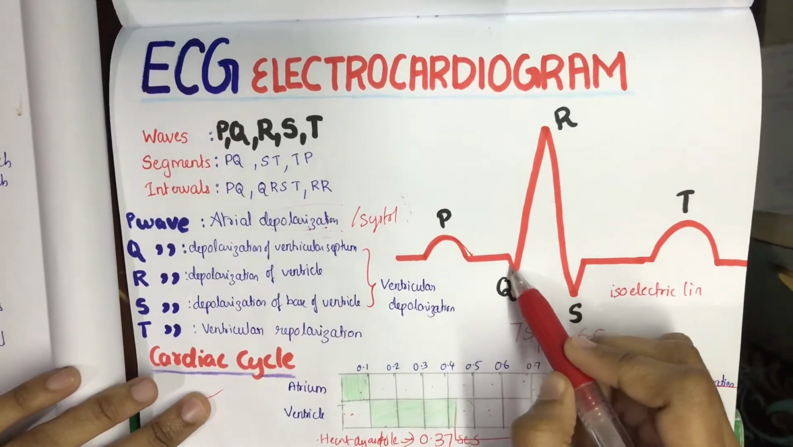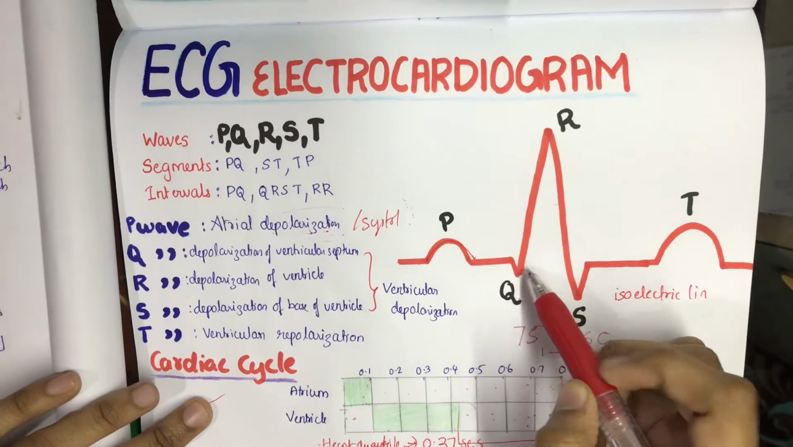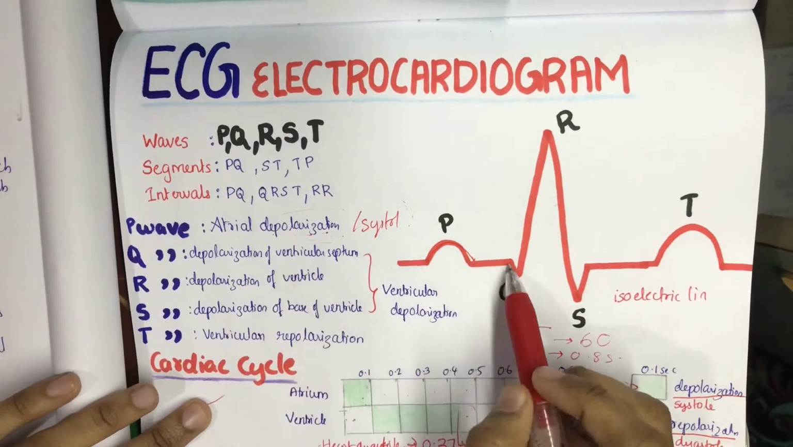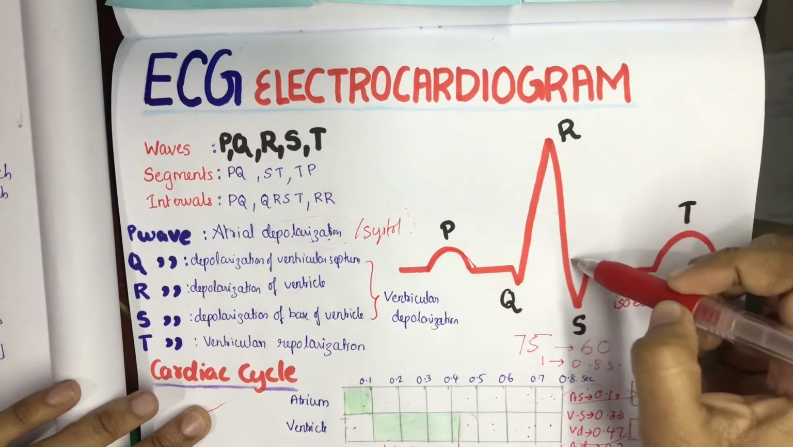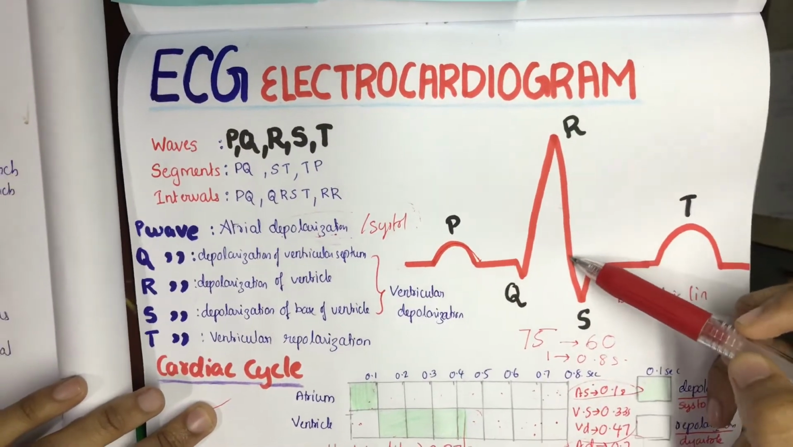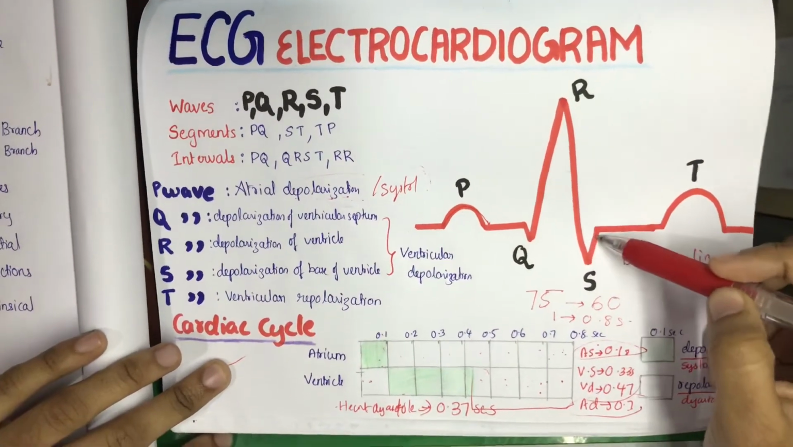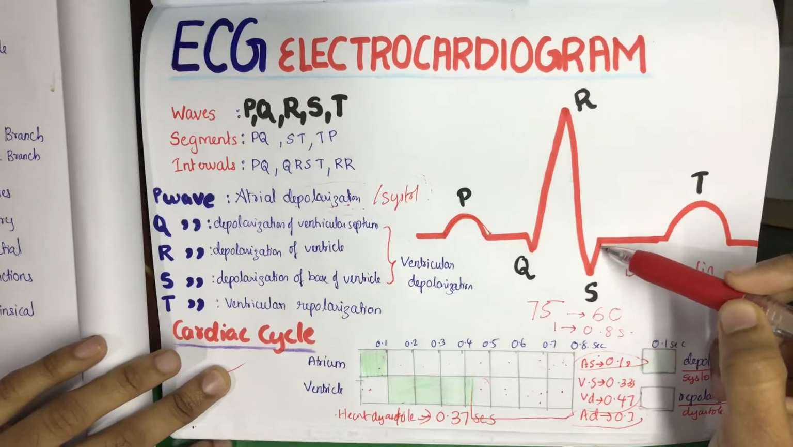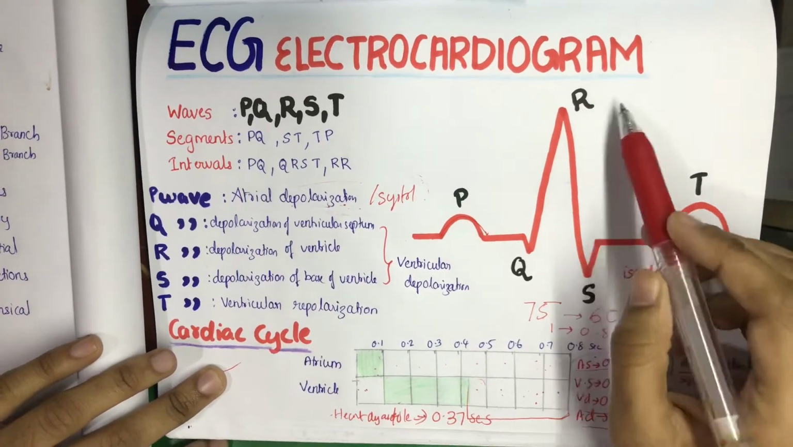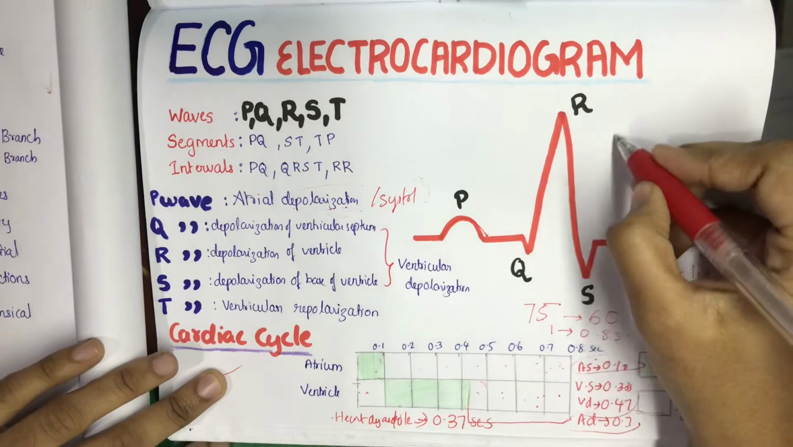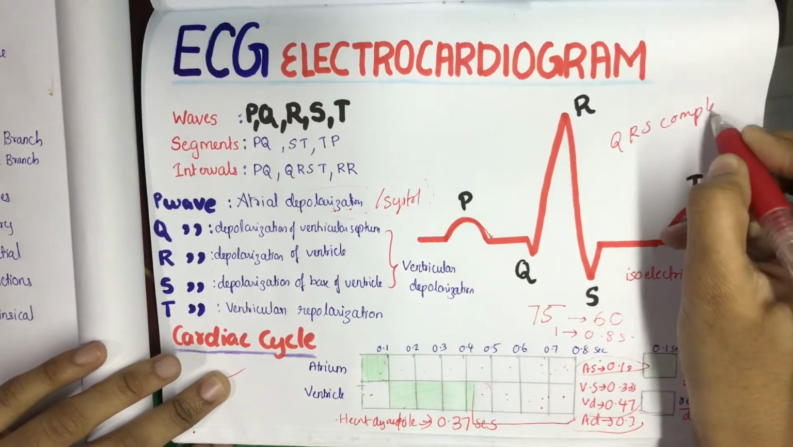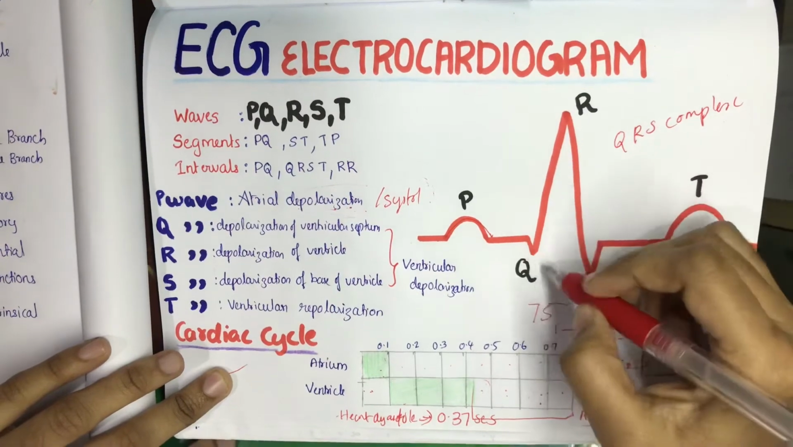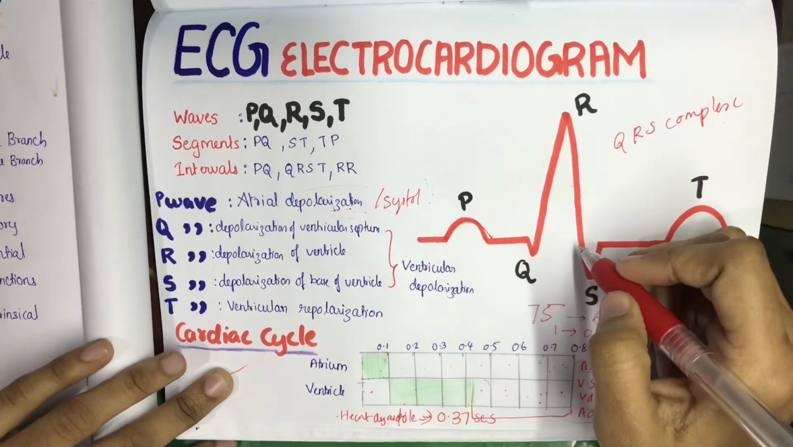This Q wave, which is negative, implies the depolarization of the ventricular septum. And here the R wave implies the depolarization of the ventricle, and here the S wave implies the depolarization of the base of the ventricle. So all in total, we can call it the QRS complex, and altogether it implies the ventricular depolarization.